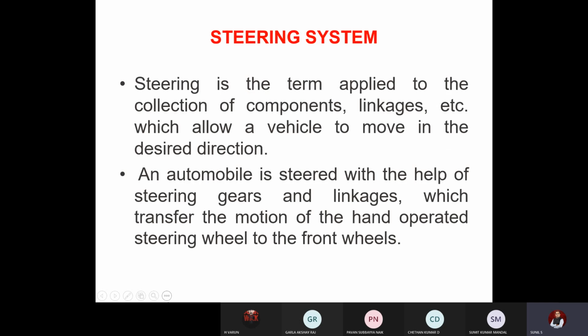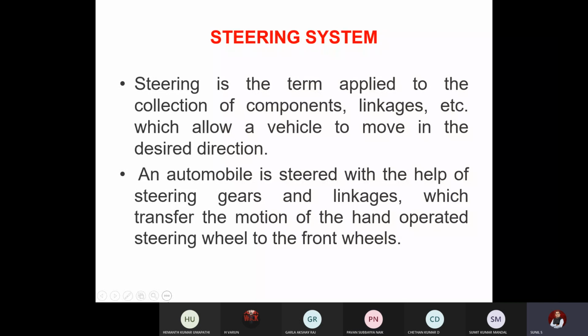Now, before starting, what do you mean by steering system? It is the term applied to the collection of components and linkages which allow a vehicle to move in the desired direction. So this steering system is a set of components which will allow the vehicle to move in a desired direction. So it is the most simple definition. As you all know, without steering system, you cannot imagine driving the vehicle. Correct? So it will help you in moving the vehicle in the desired direction.